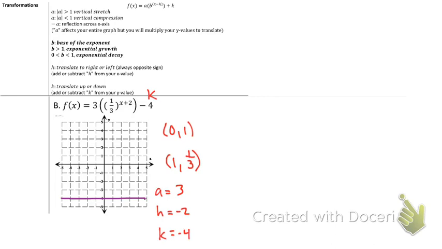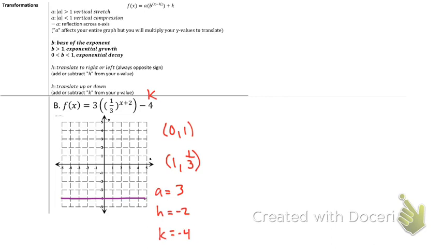So real quick, before we start applying this, let's understand what's happening. Since the a value is 3, that's going to give me a vertical stretch of 3, okay? And it's positive, so there's no reflections. My h value, negative 2, means I'm going to move to the left twice. So I'm shifting or translating left twice. And negative 4 k value means I'm going to shift down 4 times, okay?